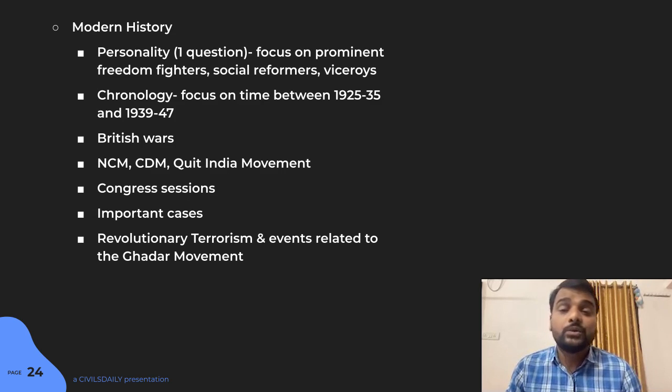Then modern history, you have personality-based questions. Earlier there was a very simple question based on chronology. Now UPSC is dissecting the history syllabus, and in history it is going not only chronologically but also sector-wise. So education development, socio-cultural development, development of the police, administrative development, and so on, all these are being tracked not only chronologically but also personality-based, especially regional personalities.